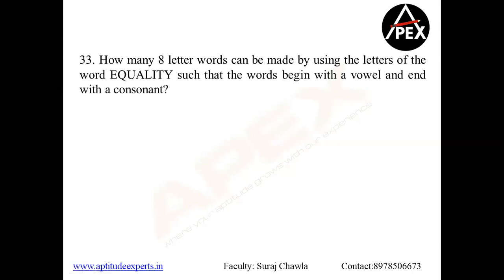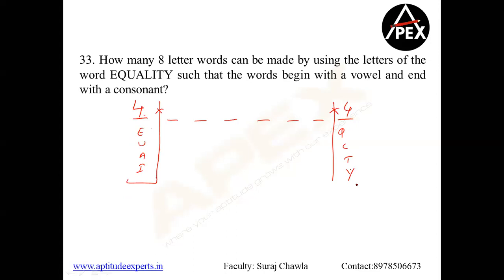So let us look at this now. There are conditions in two places, right? So 1, 2, 3, 4, 5, 6, 7, 8. Now the first place can have four vowels E, U, A and I. The last place can have four consonants Q, L, T, Y. Which means the first place can be filled in four ways and the last place can be filled in four ways. When I say four ways, I am picking any one of them at a particular point in time.